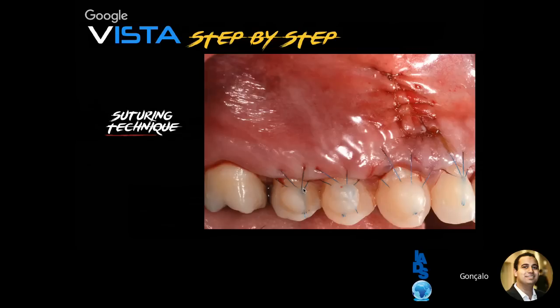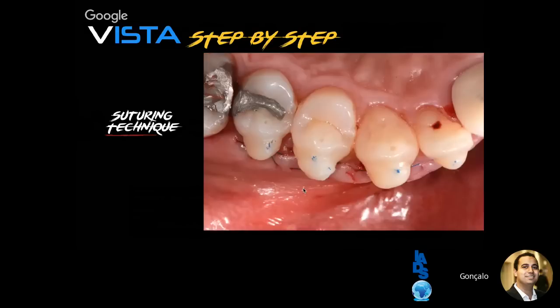These sutures, we usually try to keep them for 3 weeks to maintain the coronal advancement and the tension, to avoid apical displacement. In this case, for the vertical incision, you can use either resorbable or non-resorbable sutures. I used chromic gut, so resorbable sutures.